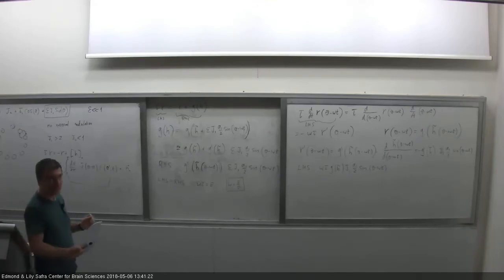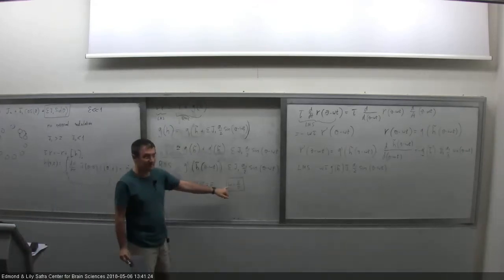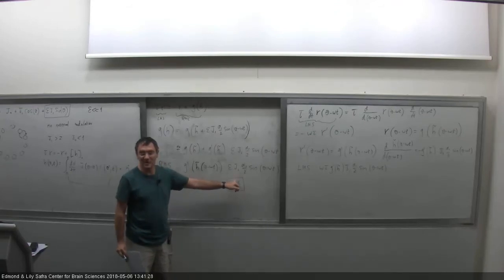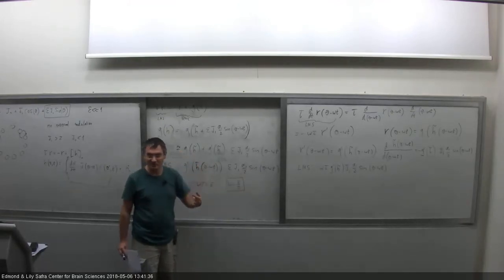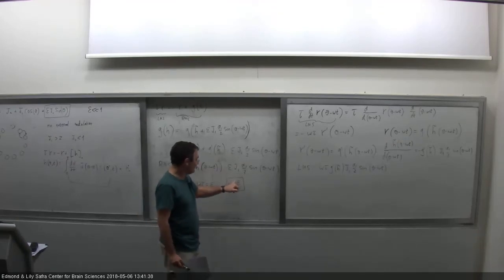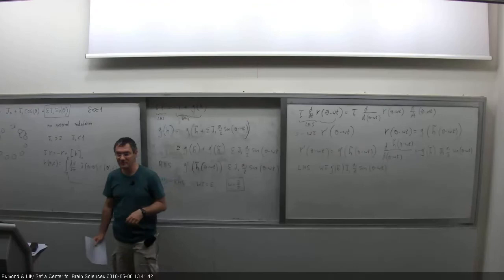So tau is a time scale of the dynamics. Epsilon is a magnitude of the perturbation in the connectivity. And the angular speed of propagation is just equal to epsilon over tau.